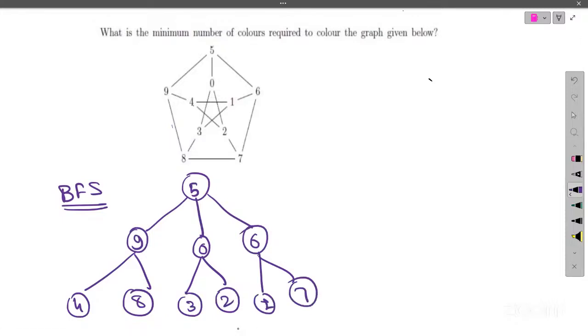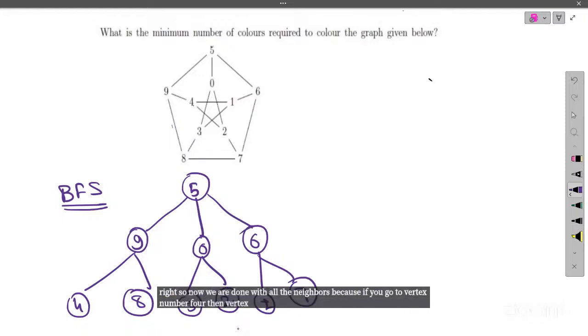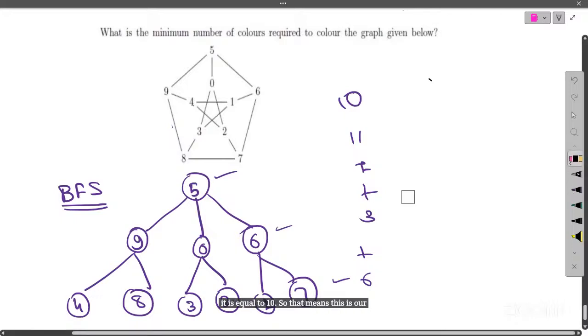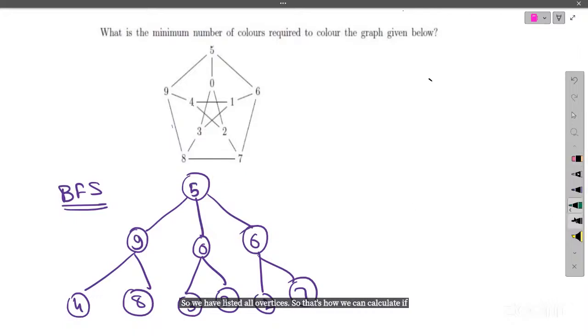Right. Now we are done with all the neighbors, because if you go to vertex number 4, it has neighbors 9, 5 and 2, but those have already been listed. If you count the vertices here, there is 1 vertex, then 3 vertices, and then 6 vertices. So 6 plus 3 plus 1 is equal to 10. It means this is our BFS tree, and we have listed all the vertices. That's how we can check whether a given tree is a BFS tree or not.